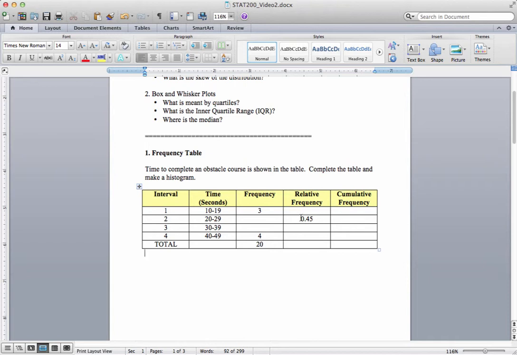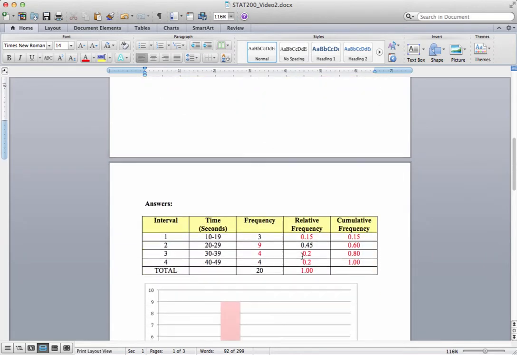So in this case, 45% is the relative frequency for this range of 20 to 29, it's 45% of 20. And if you take 45% of 20, you will get 9. So 9 must be the frequency that goes in interval 2. And then by process of elimination, we know that 3 plus 9 plus interval 3 plus interval 4 must equal 20, and we can fill in the rest of the table. So let's see what that table looks like when we fill it in, and I'll scroll down.